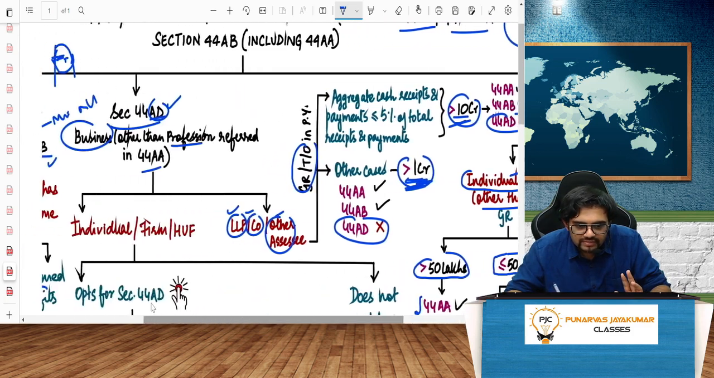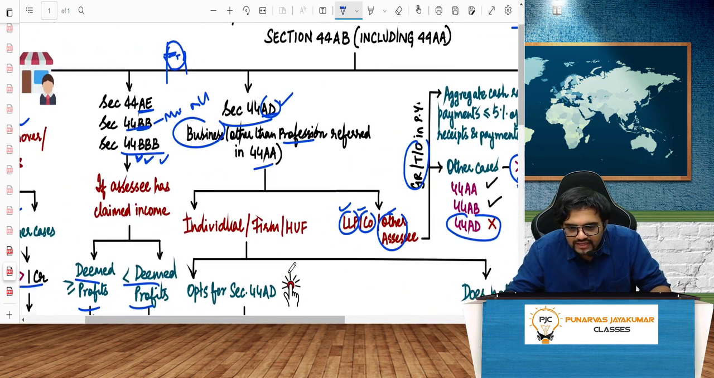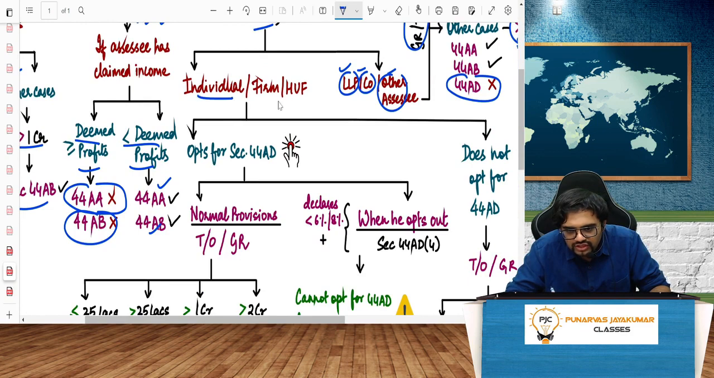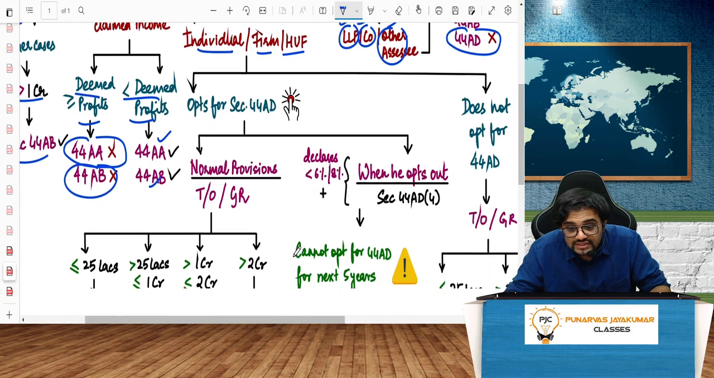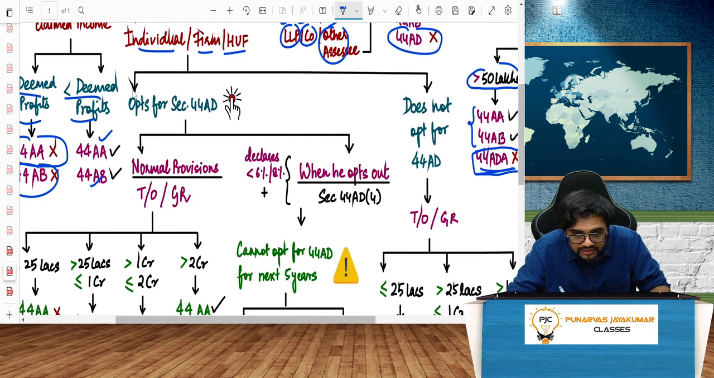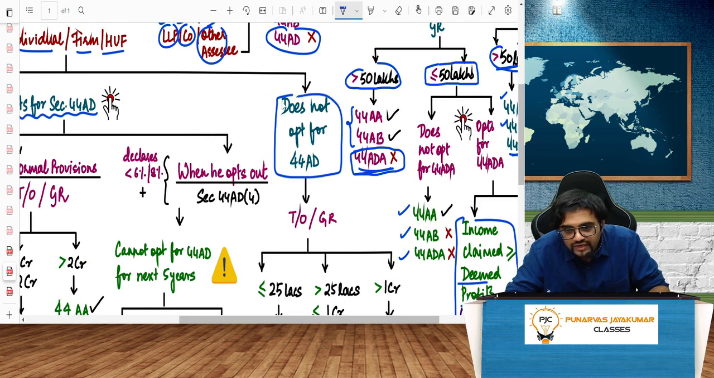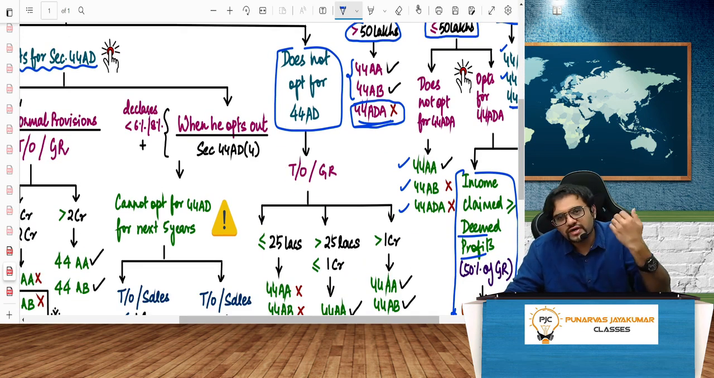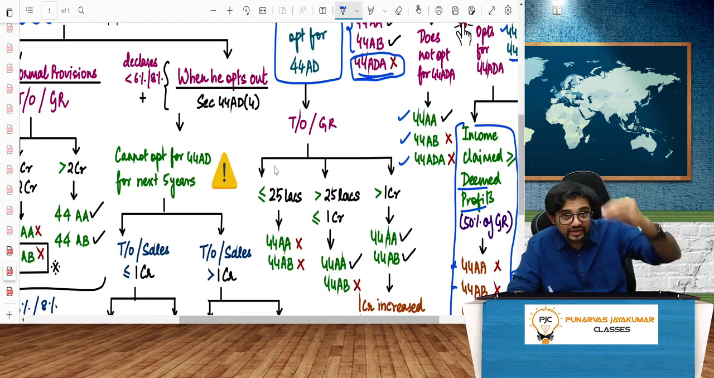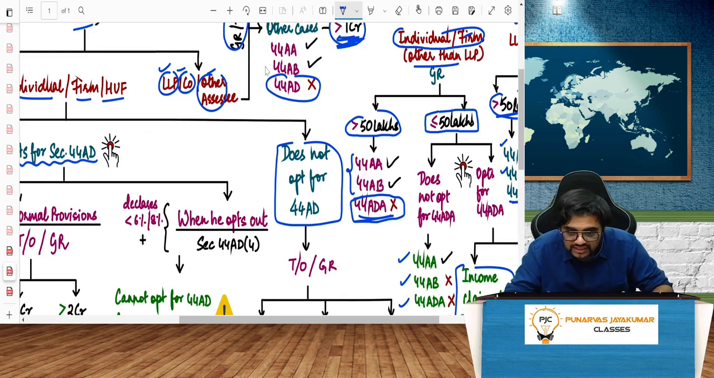Now the interesting part, my dear friends. 44AD is applicable for individual, firm, HUF. Two things can happen: that person may opt for section 44AD or he may not opt for 44AD. Let's say the individual does not opt for 44AD, he is chilling out. In this case, he never opted.